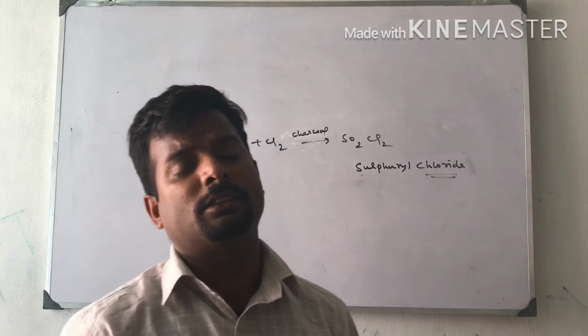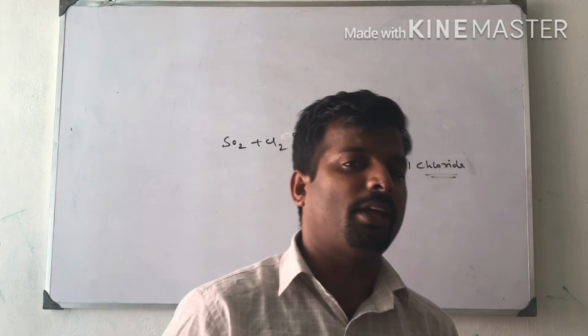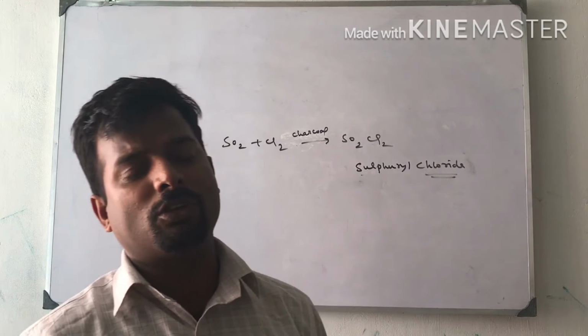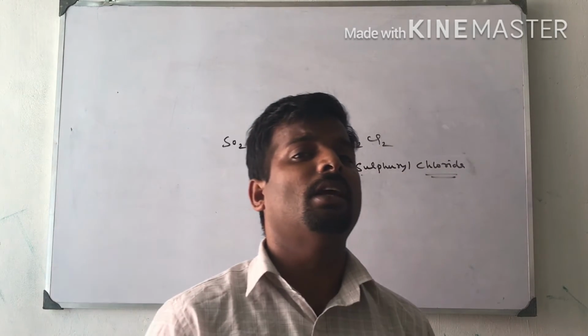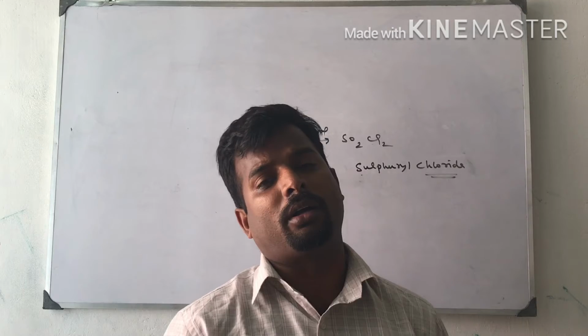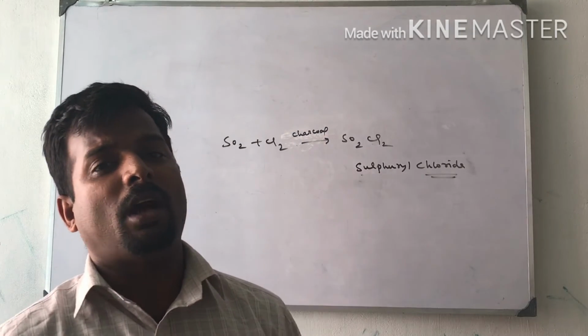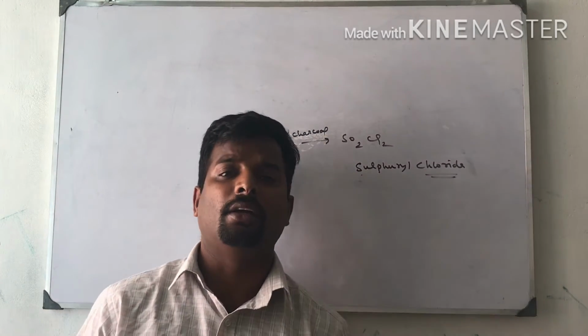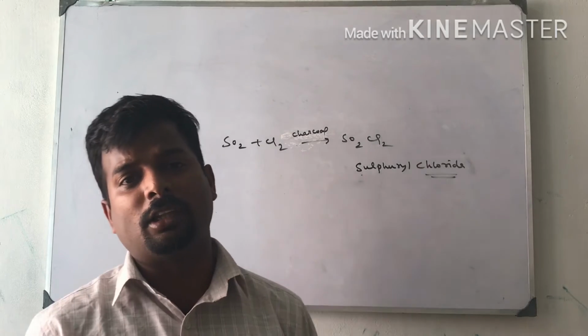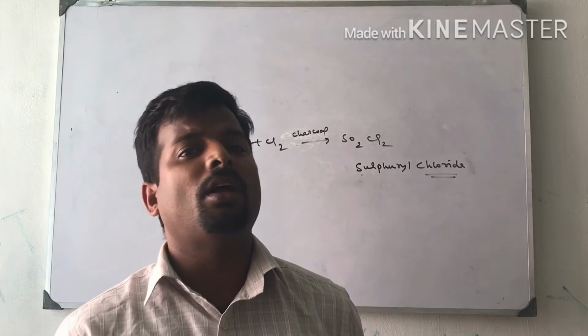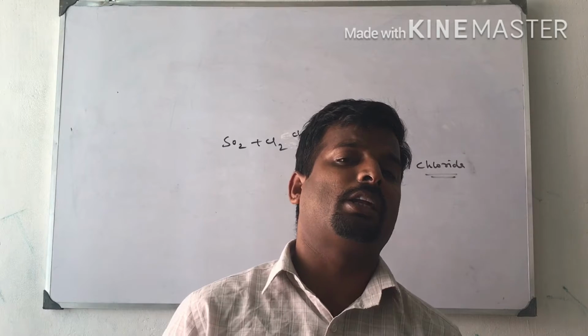Moist sulfur dioxide is a very good reducing agent. It reduces iron 3 ion into iron 2 ion and it decolorizes acidified potassium permanganate. This we have learned in 10th standard itself. Sulfur dioxide is a very good decolorizing agent.